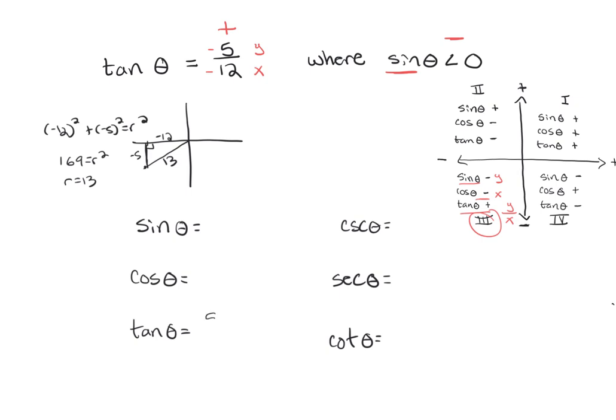Well, we already know tan is 5 over 12, so therefore cotangent will be 12 over 5. All right, so sine, here's our angle measure, opposite over hypotenuse, so -5 over 13. So cosecant is -13 over 5, and cosine is -12 over 13, and secant would then be -13 over 12.